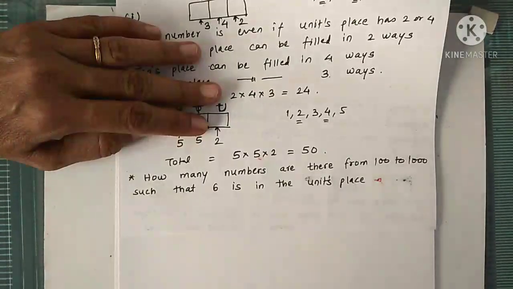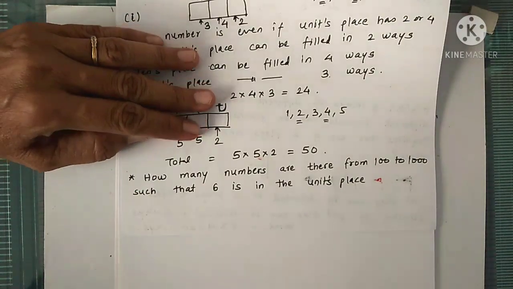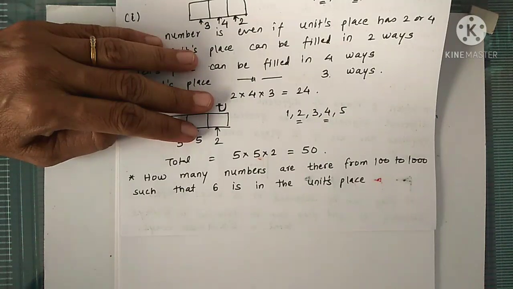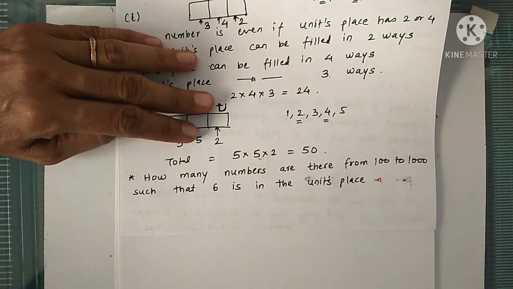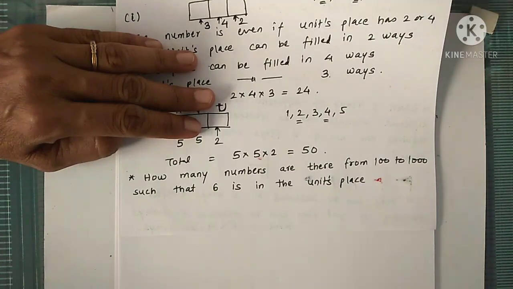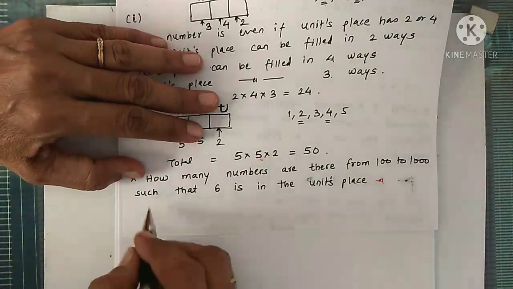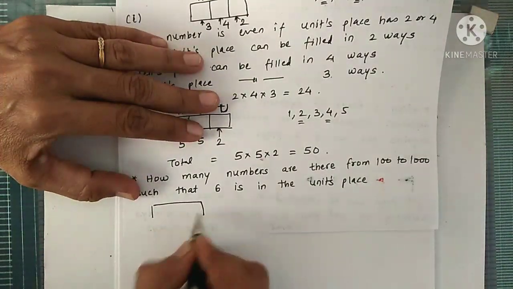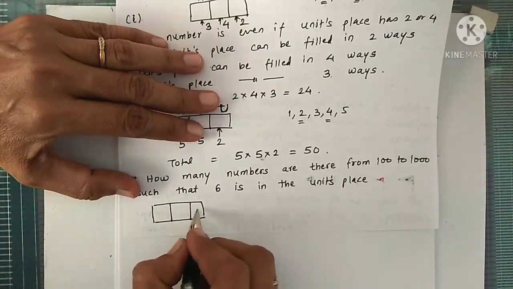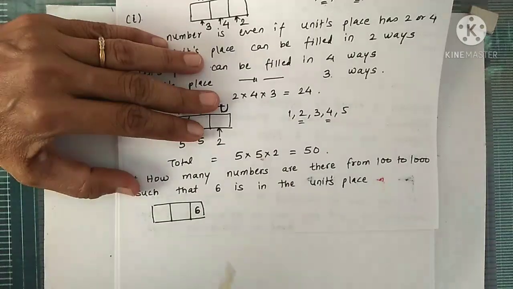Okay. Consider this question. How many numbers are there from 100 to 1000 such that 6 is in the units place? See, we want the number to be in between 100 and 1000. That means all these are 3-digit numbers. The smallest 3-digit number is 100 and the largest 3-digit number is 999. So it is a 3-digit number, and what we want is 6 in the units place.